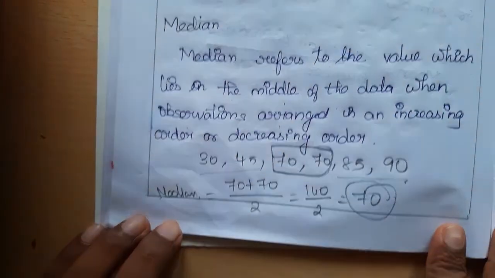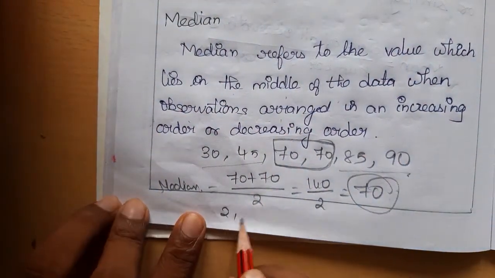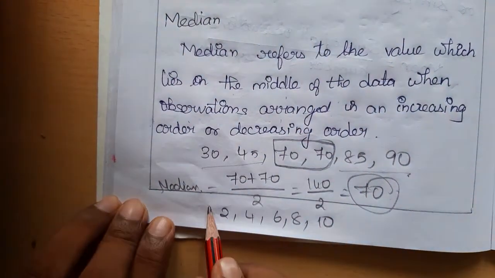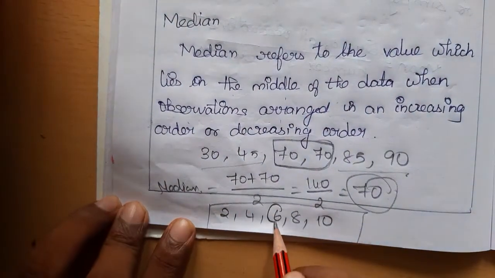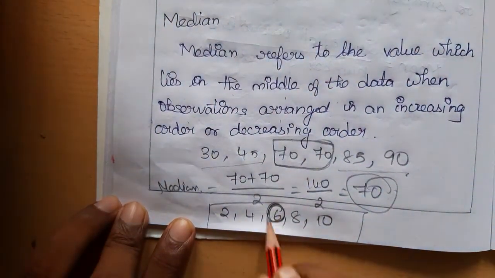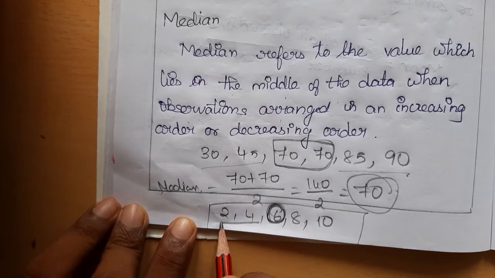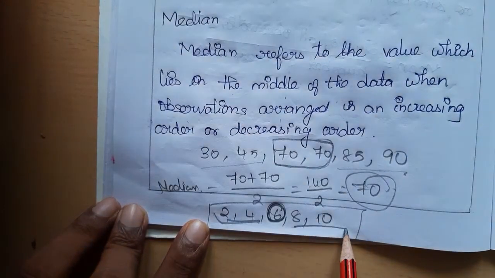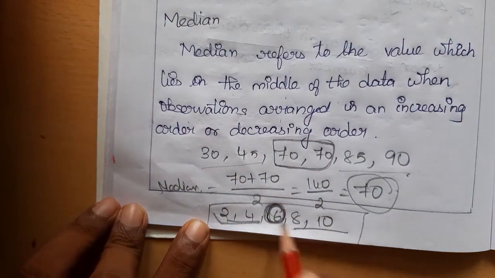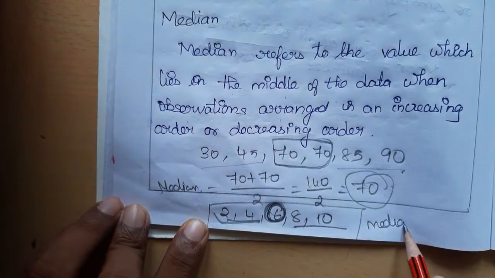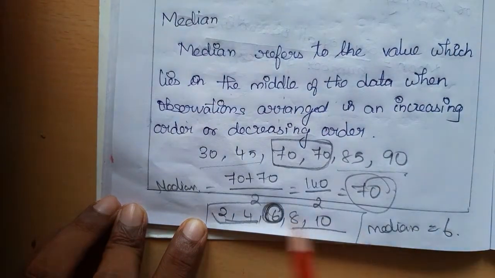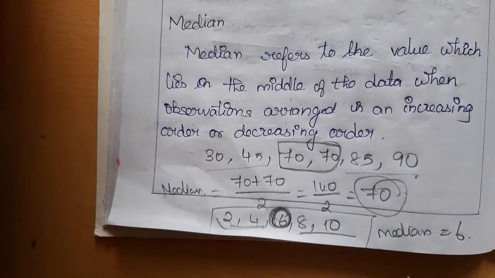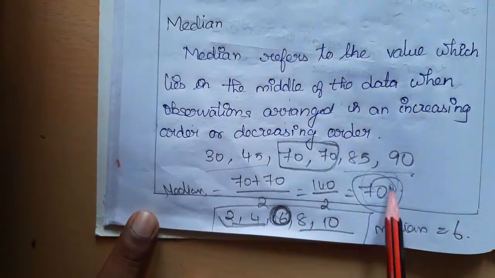Sometimes, let me take another example. In this data, which is the median? We call it 6. So 6 is the only number in the middle. Here on the right side we have 2 observations, and on the left side also we have 2 observations. Then 6 is the only middle term. So here we directly say the median is equal to 6. But in cases like the earlier one, we don't get one number, the median has two numbers. We have to find the average, and the average will be the median.